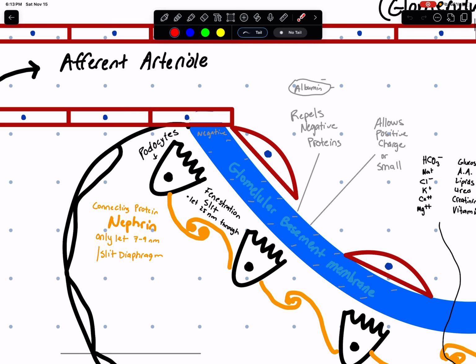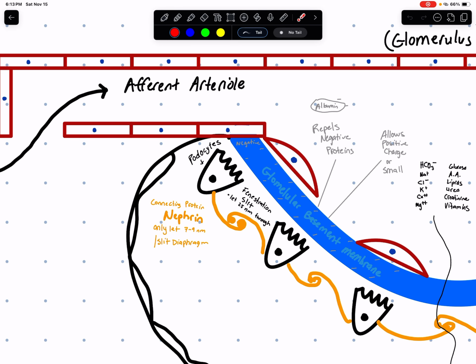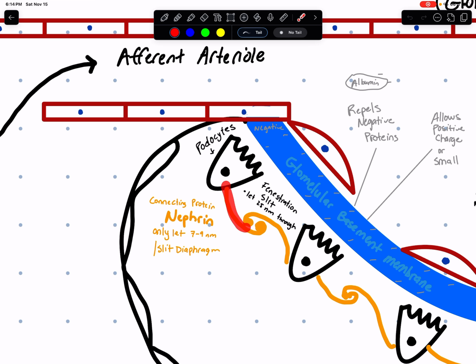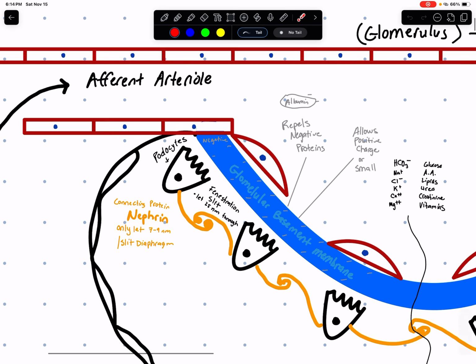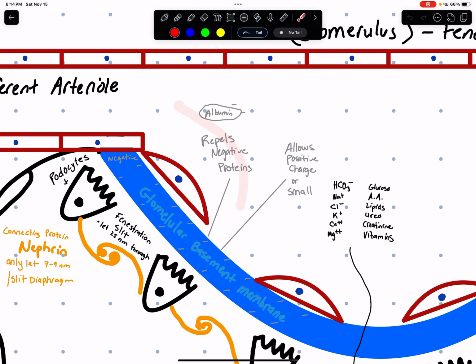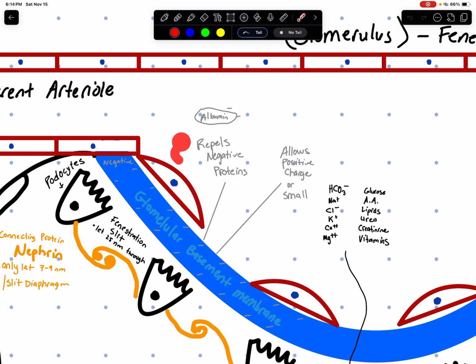This is done by the fenestrated slits in there that they only let things about 25 nanometers through, and then there's this thing called the nephrin, which only lets things past that 7 to 9 nanometers through. So anything too big can't go through here. So these are like your red blood cells, your white blood cells, anything large like albumin, anything with big charges, they can't go through this.